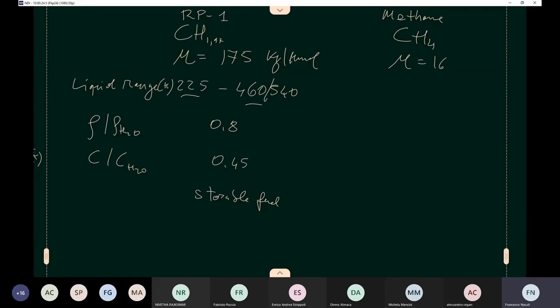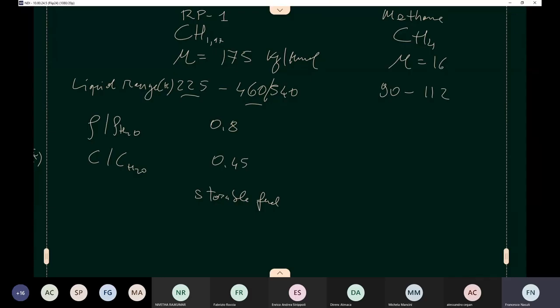And actually the range is similar to what we have for the oxygen. So we have a slightly higher value compared to the hydrogen, to the oxygen, sorry. And the range should be 90 and 112 Kelvin as the range in liquid phase and normal conditions.